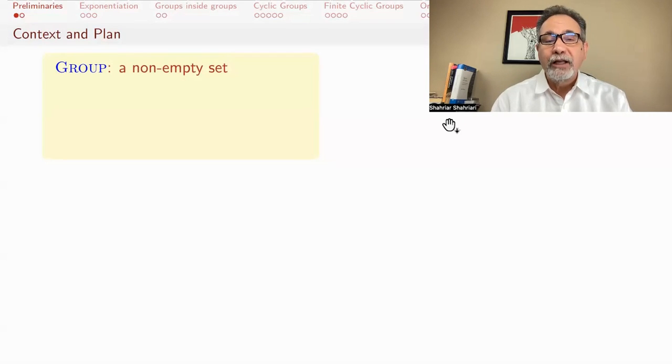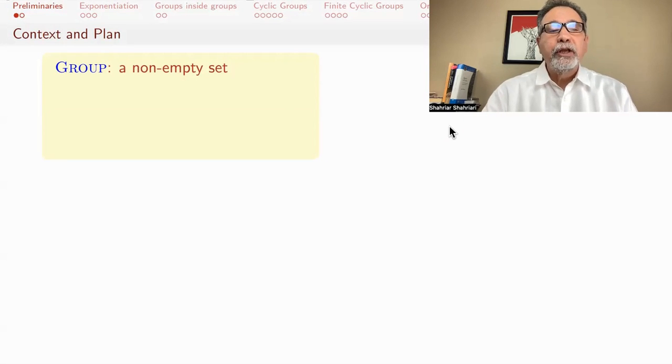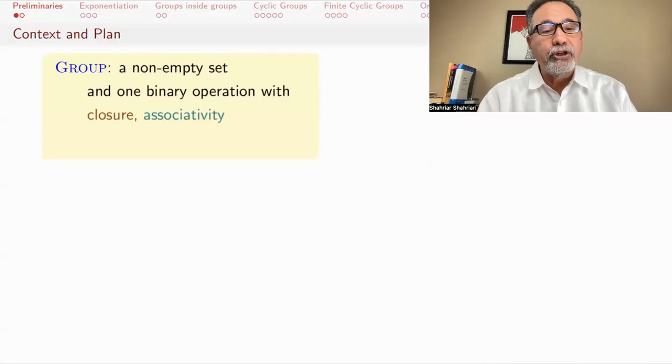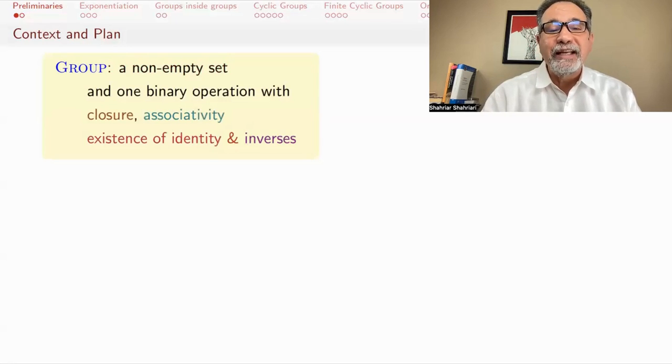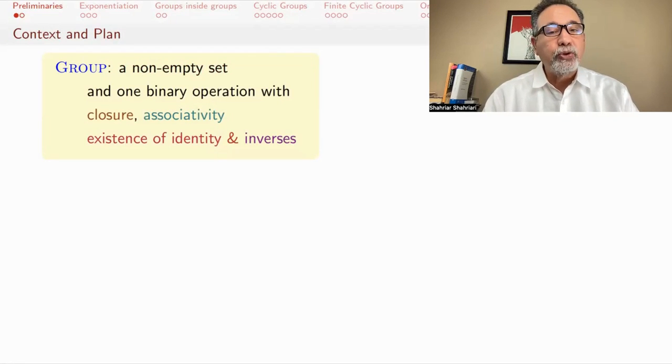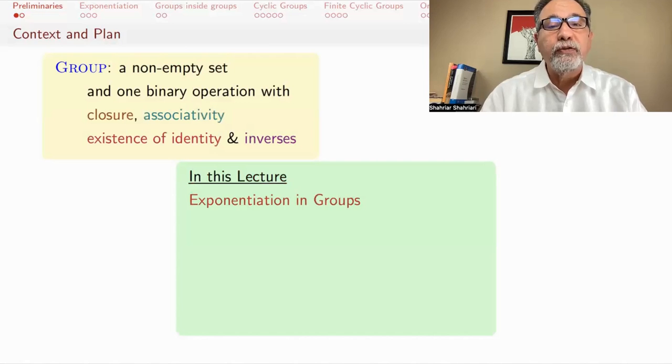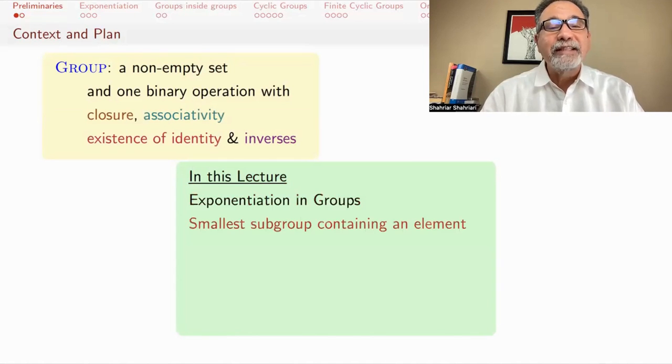Let me tell you the context and the plan for this lecture. A group is a non-empty set together with one operation, a binary operation, and it has four properties. The operation is closed, it's associative, there's an identity, and there are inverses. I've had videos on the definition of a group, and if you're not familiar with that, you should be looking at those first.